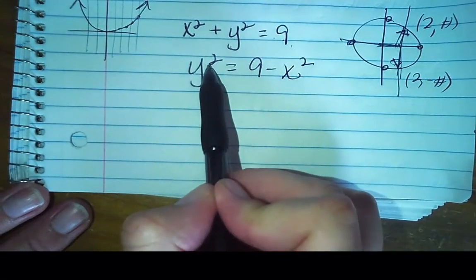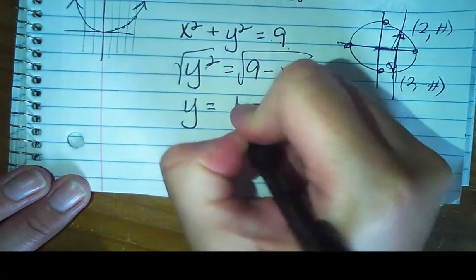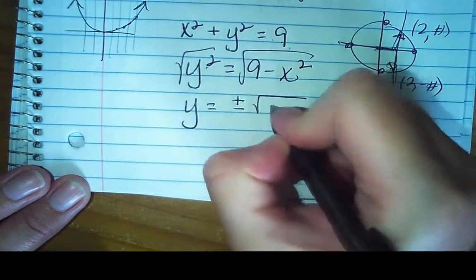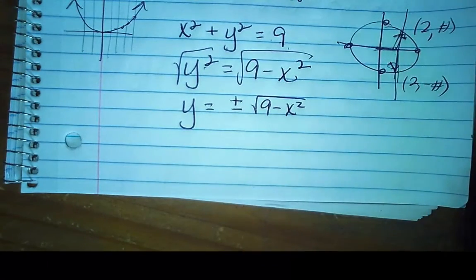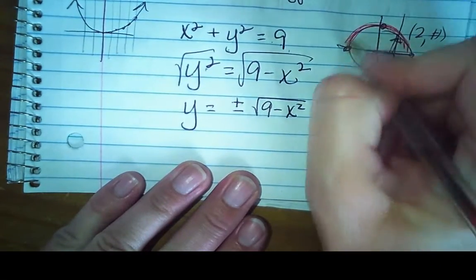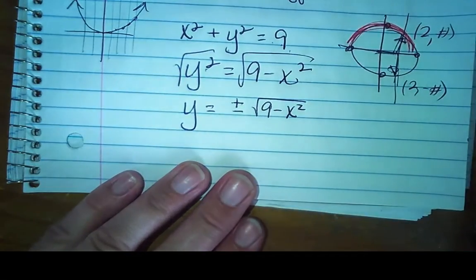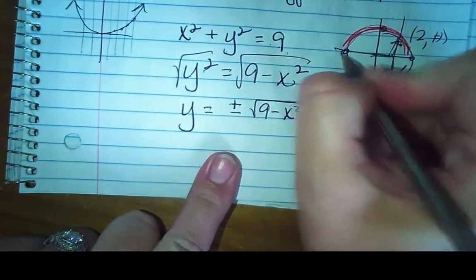Well, I don't care what y squared is, I care what y is. So I'm going to take the square root of both sides, and that gives me y equals plus or minus the square root of 9 minus x squared. Now, the positive root is this part, okay? That's the positive root. The negative root is this part, okay?